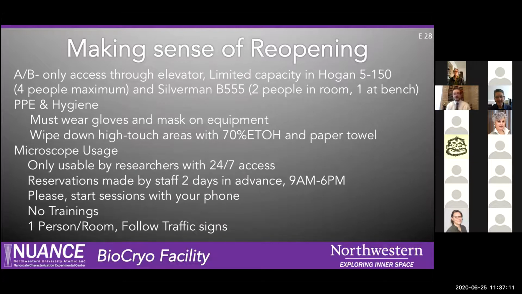If you're going to access the instruments in AB, if you're looking at the BioCryo 7700 or any of the EPIC instruments, they are only accessible through the elevator on the first floor. So the back stairs and the side stairs are locked. In Hogan, it's a fairly large room, and we do have a lot of equipment in there. We've got the critical point dryer, the high pressure freezer, a bunch of bench space and a hood. So we do have room for up to 4 people in the Hogan 5150.